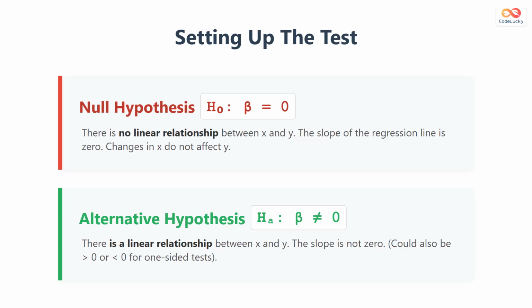Every hypothesis test starts with two claims. The null hypothesis, H0, states that beta equals 0. This implies there is no linear relationship between x and y. Changing x has no effect on y. The alternative hypothesis, HA, states that beta is not equal to 0, meaning a linear relationship does exist. Note that for one-sided tests, the alternative could be greater than or less than 0.